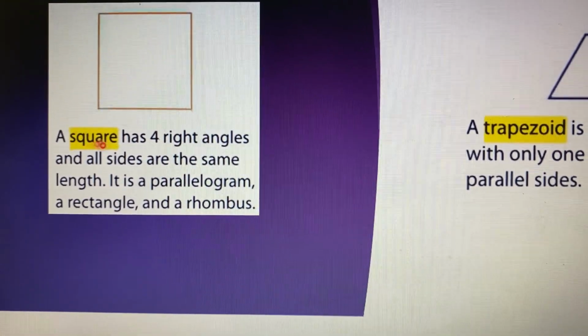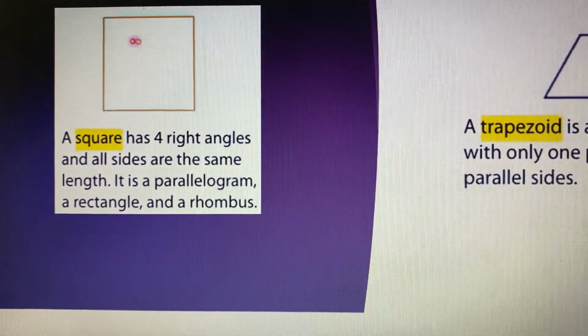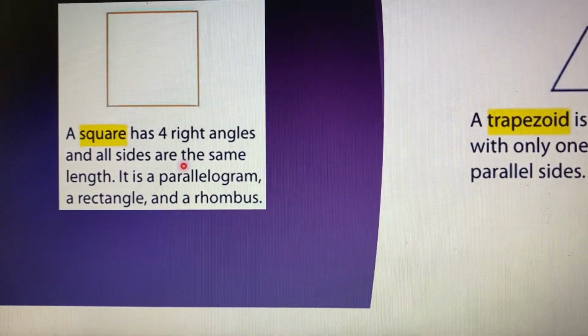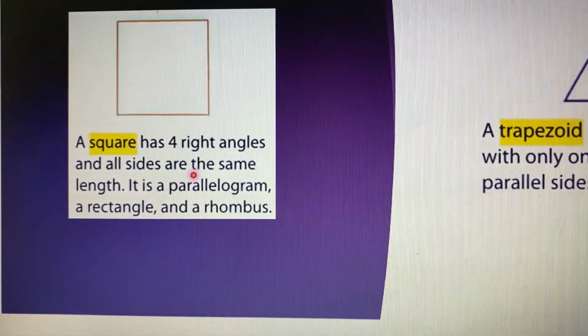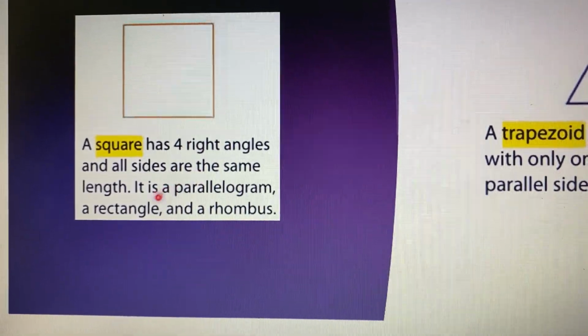Square. A square has four right angles. Oh, look, all the angles are right. And all sides are the same length. Easy one, we know that. A square has four sides of equal length.